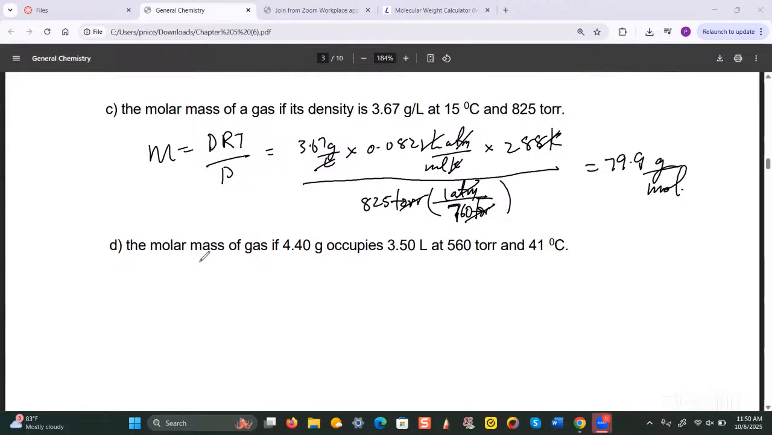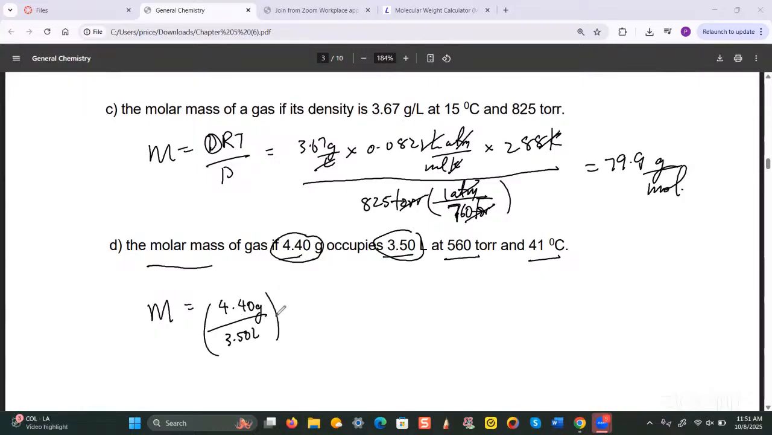All right. Now, in the case of part D, they're asking you to calculate the molar mass again, but this time it doesn't give you the density. It gives you the mass in grams and the volume in liters, so you can use those two to get the density. They also gave you the pressure in torr and the temperature in Celsius. You're going to use the same equation, but where you have density, you put mass divided by volume: 4.40 grams divided by 3.50 liters. This would give you the density, D.